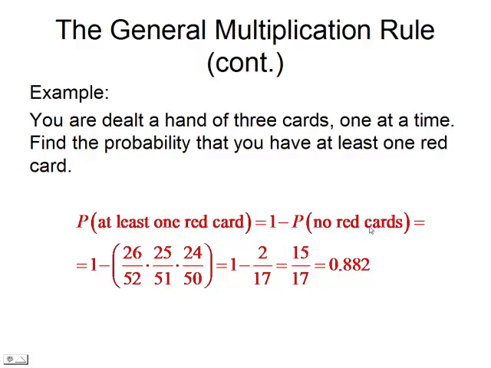So the probability that you have no red cards is 26 out of 52 times 25 out of 51 times 24 out of 50. Again, you're not replacing the card, so you have one less card in the deck each time. So this multiplication gives you 2 out of 17. We're going to take 1 minus that, which will give me 15 out of 17, which equals 0.882.